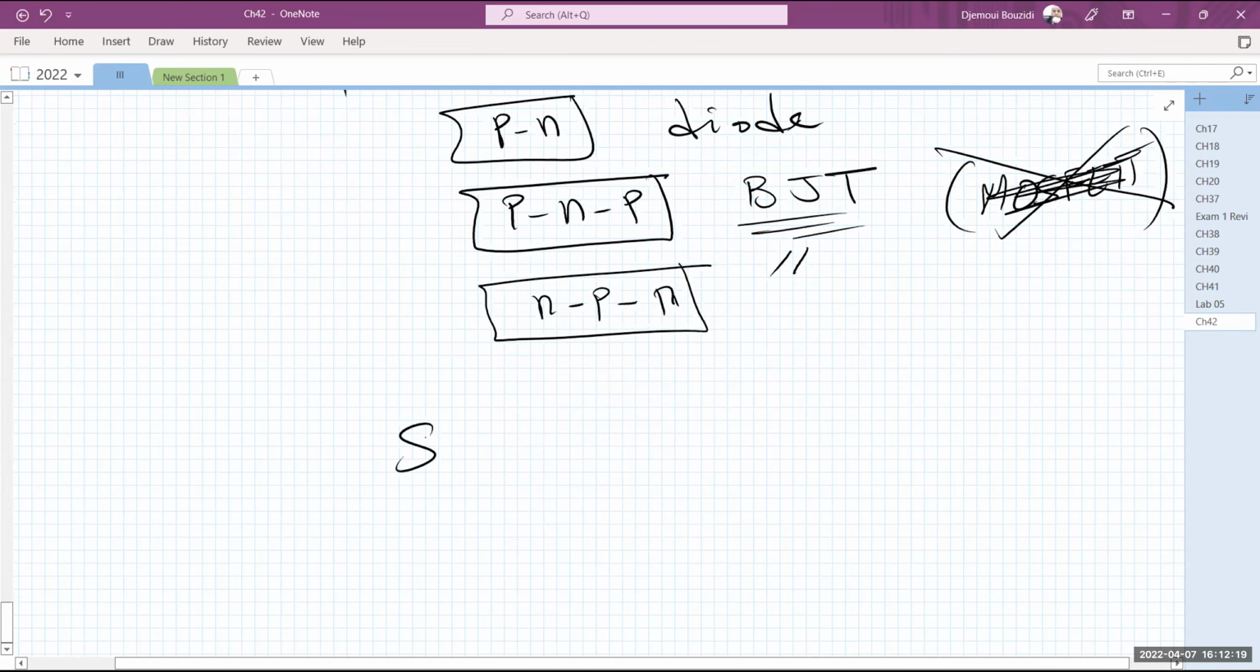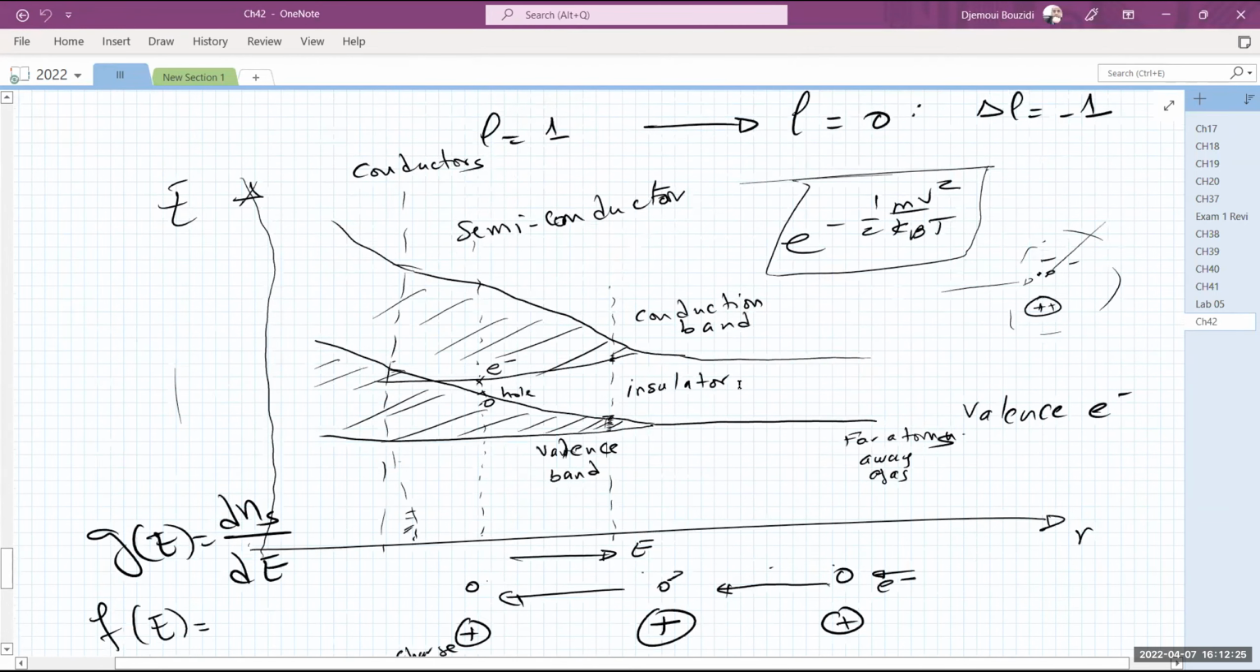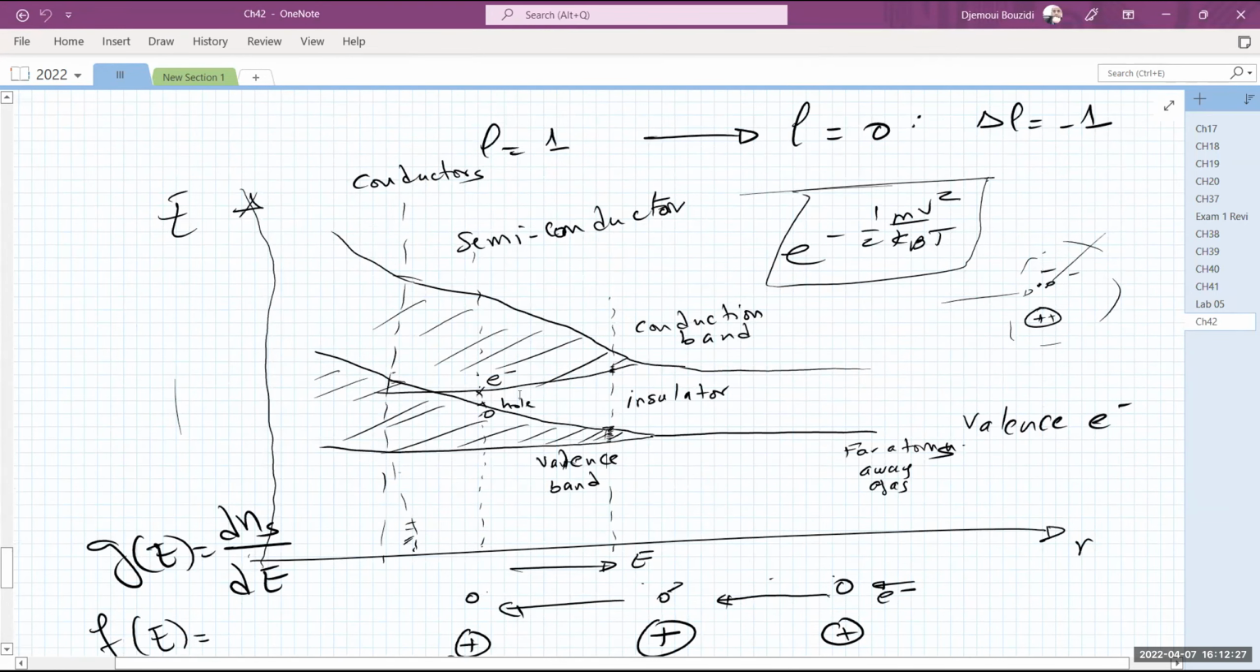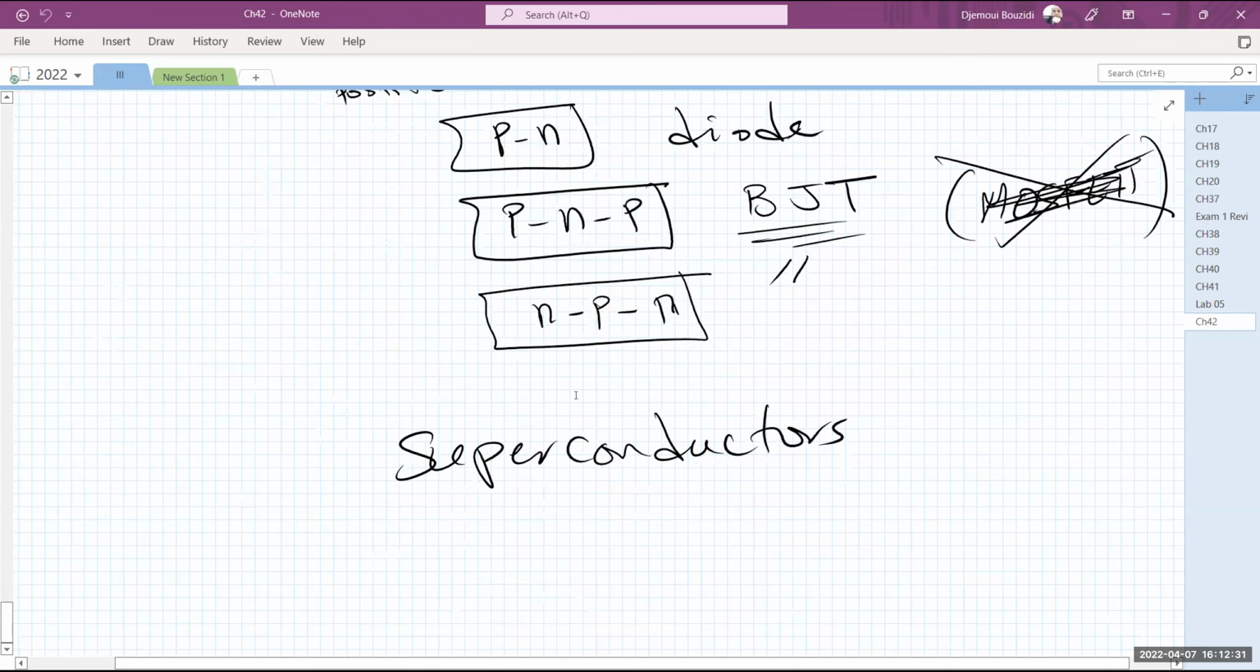We're also going to talk about superconductors. Their mechanism is not related to either of these. There is a different explanation for superconductors. We're going to talk about them, and that's going to be the end of the chapter. Sounds good, everybody?